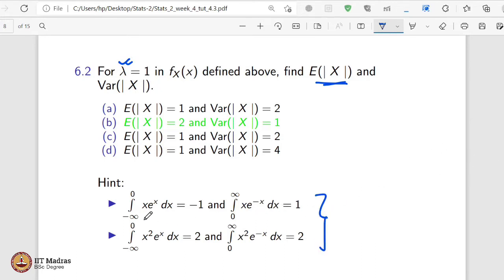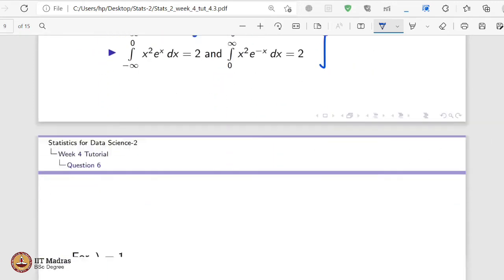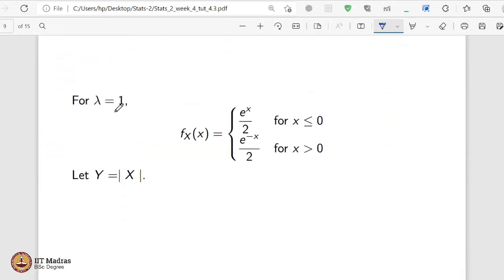This is simply a hint. If we have the integration from minus infinity to 0 of x e to the power x, you can directly write it as -1. You can calculate it also, but we have written it as a hint, so that if somebody has a problem in integration, you can write it directly. Now if lambda equals 1, the PDF changes to this one, because we had lambda e to the power lambda x, and lambda is now 1, so this is the simplified version of the PDF.